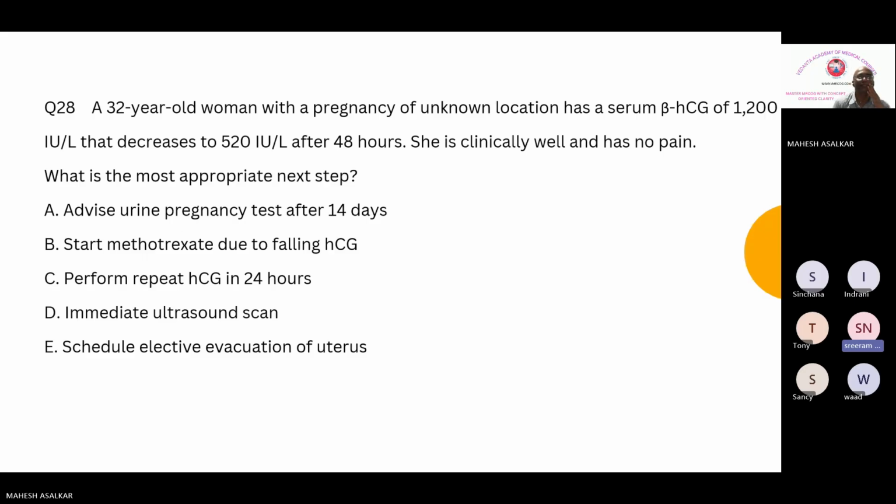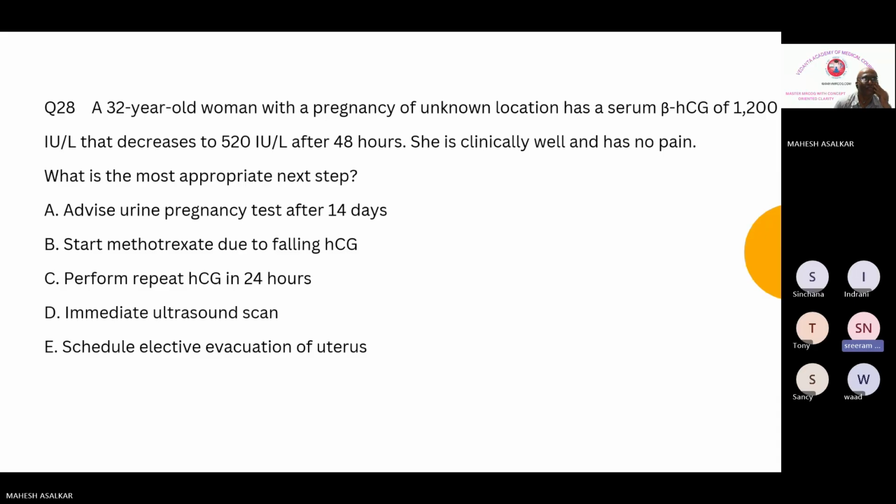A 32-year-old woman with pregnancy of unknown location has serum beta HCG 1200 IU per liter that decreases to 520 IU per liter after 48 hours. She is clinically well and has no pain. What is the most appropriate next step? After 48 hours, day 4 and day 7. The most appropriate next step.